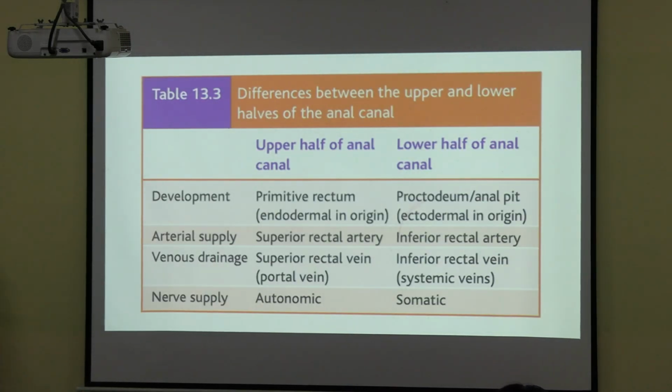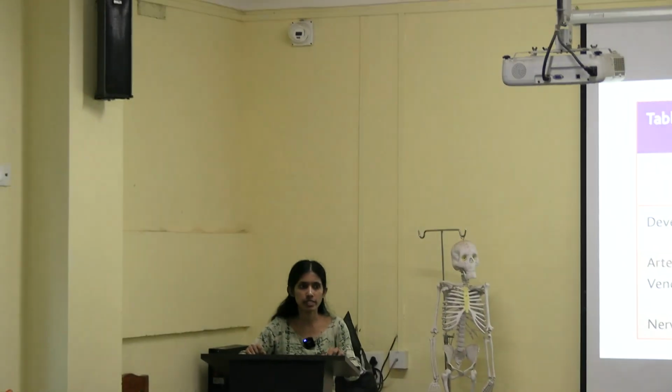Okay. Here is the difference between the upper half and the lower half of the anal canal you can see. So what are the differences between upper half and lower half of the anal canal? Upper half is endodermal in origin, lower half is ectodermal in origin. Upper half will develop from the hindgut and lower half will develop from the proctodium. What about the blood supply? Upper half is supplied by the superior rectal artery, whereas the lower half is supplied by the inferior rectal artery.